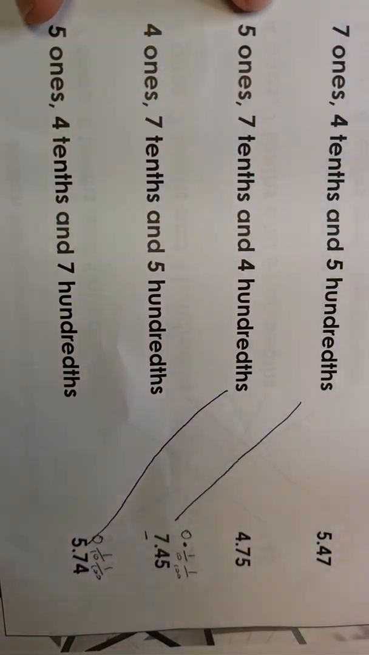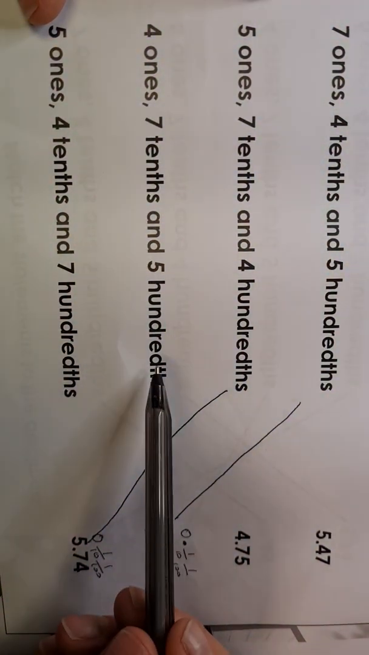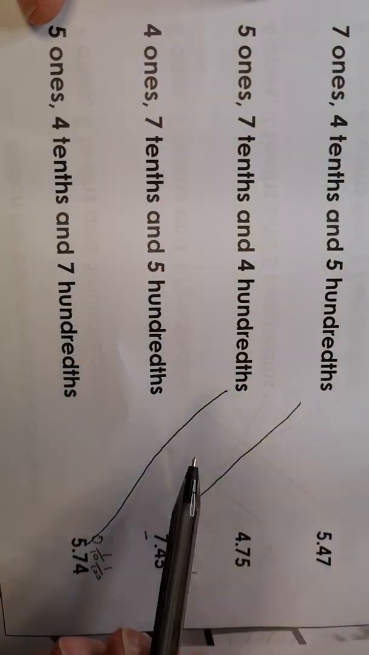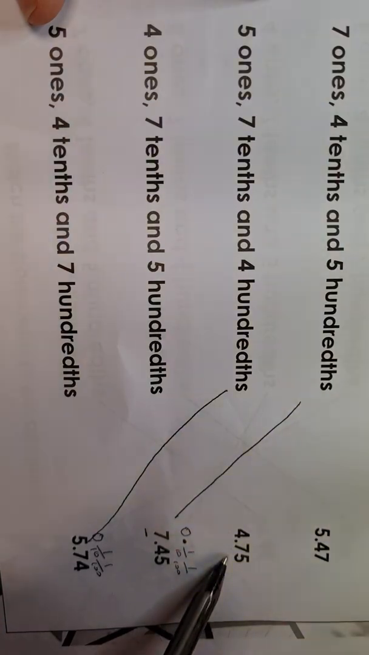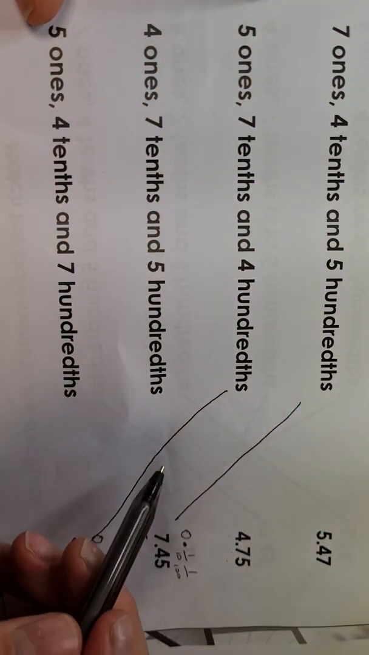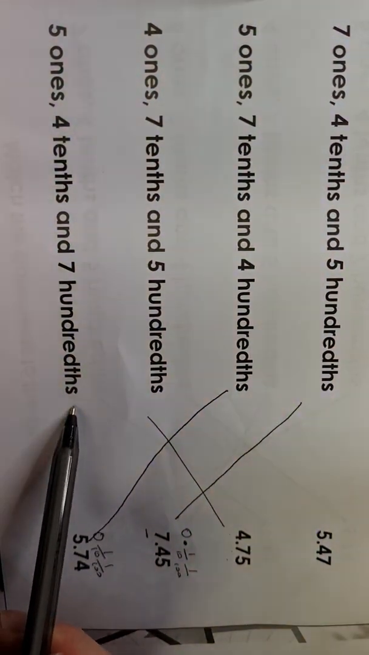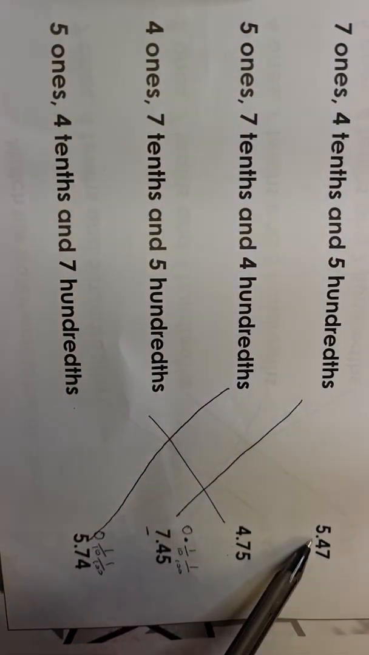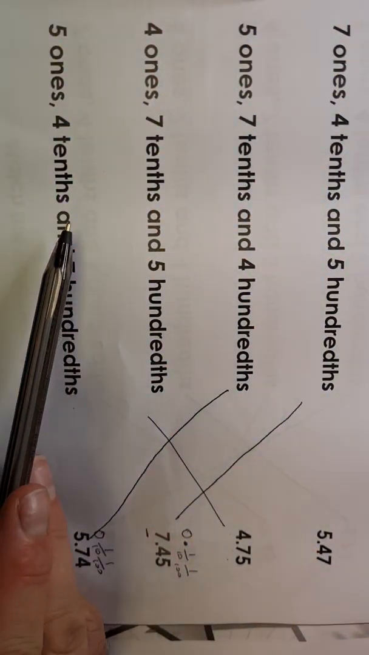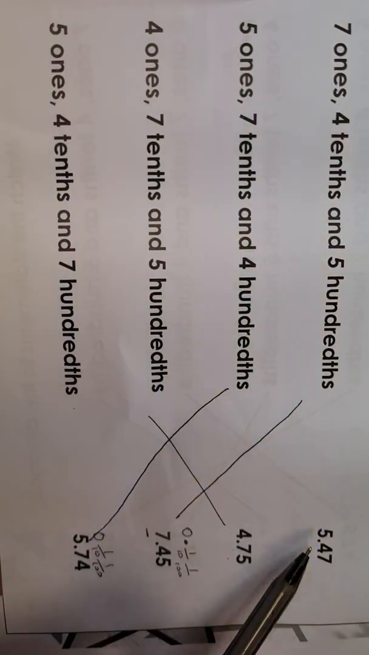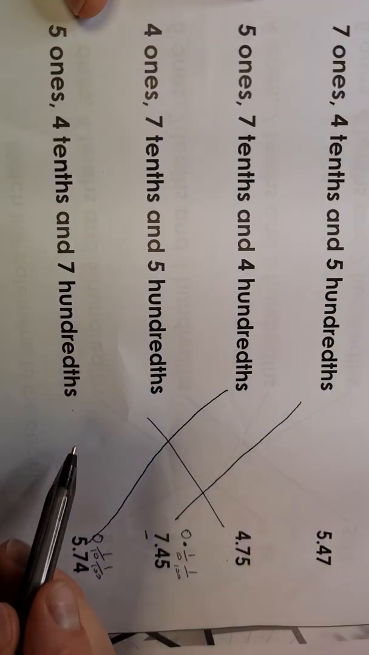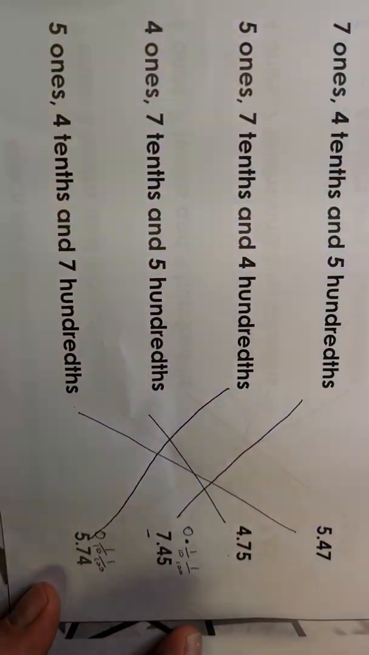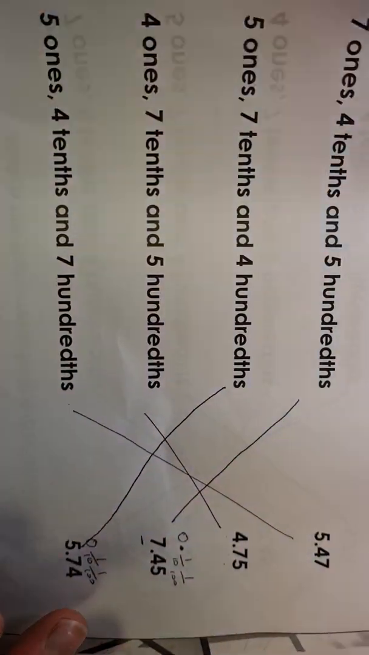5 in the ones, 7 in the tenths column, and 4 in the hundredths column. Okay, and I'm sure that you've worked out the rest of them by now. This one that says 4 ones, 7 tenths and 5 hundredths, here I've got 4 ones, 7 tenths and 5 hundredths. And then of course this last one, 5 ones, and I've got 4 tenths, 4 in the tenths column, and 7 hundredths, 7 in the hundredths column, and that matches to that one there. So that's the first type of question you will be coming across. Let's have a look at the next one.